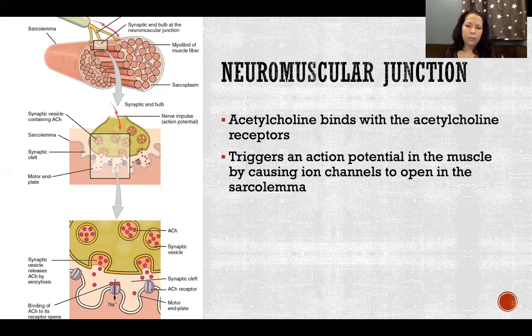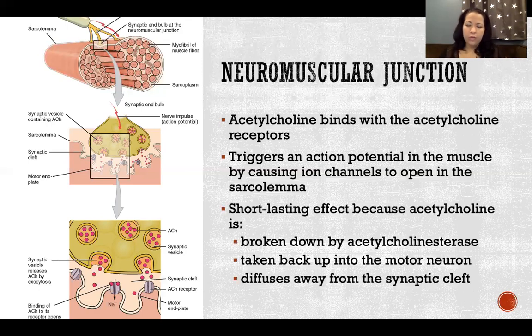So when we open those ion channels, it allows the sodium ions, which have a positive charge, to flood into the cell, and that's what is initiating the action potential. And that's the same in both the neuron and in the muscle cell.